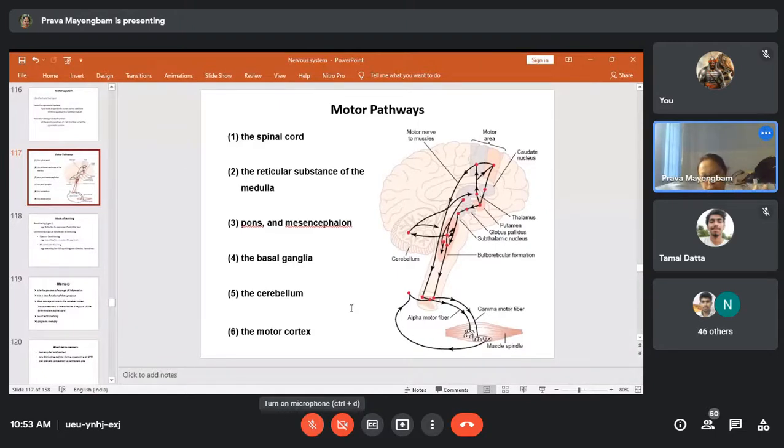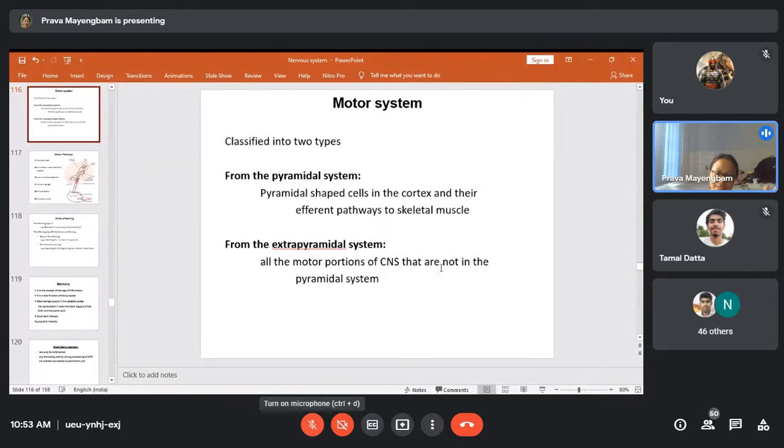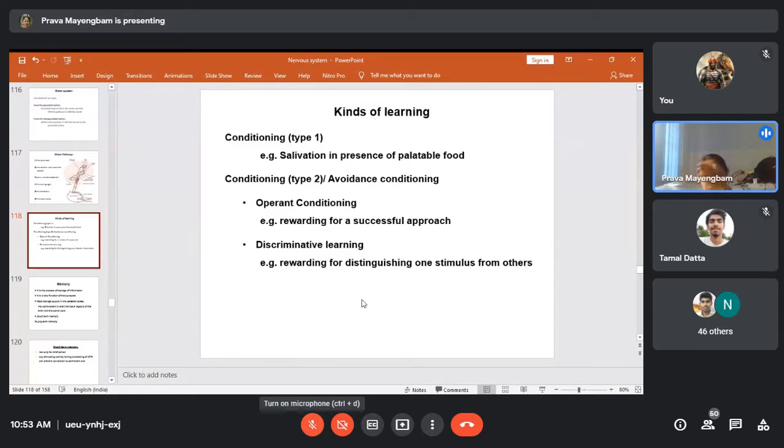So here we won't go much into detail. Simply remember what the components of the sensory pathway are, and what the components of the motor pathway are. The motor system consists of two types, pyramidal system and extrapyramidal system, like that you remember. In the next class we'll discuss learning and memory, that means the higher activities of the nervous system.